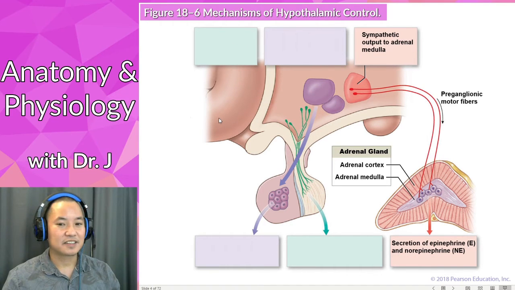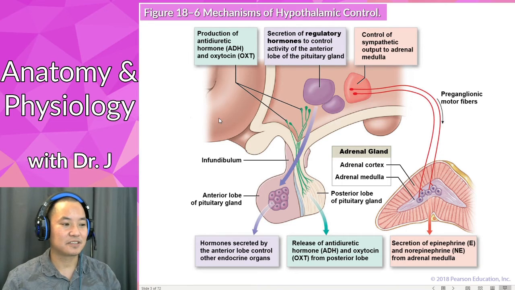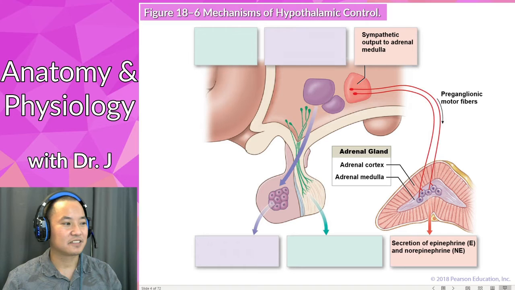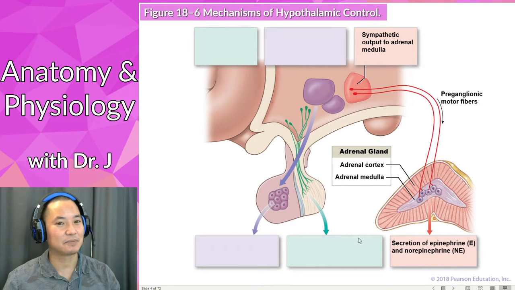All right, so if you look at this, there's a lot going on here. This is the Martini version. It's also on the slides that were uploaded. But this third part, all the way on the right, what do you see? Sympathetic output, preganglionic, adrenal cortex, adrenal medulla, epinephrine, and norepinephrine.